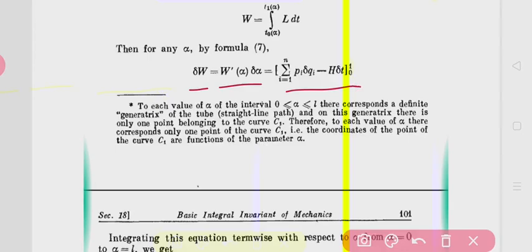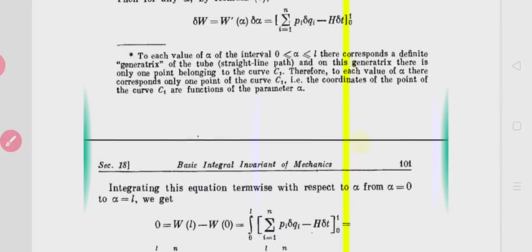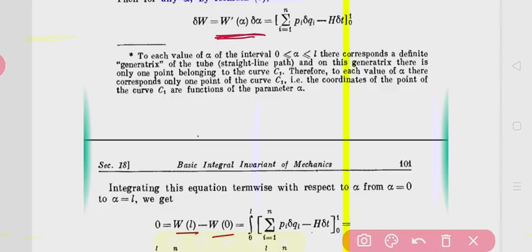Now if we take the integration with respect to alpha within the limits 0 to L, the left side will be W of alpha within the limits 0 to L, that is W of L minus W of 0. The right hand side will be the integral within the limits 0 to L.